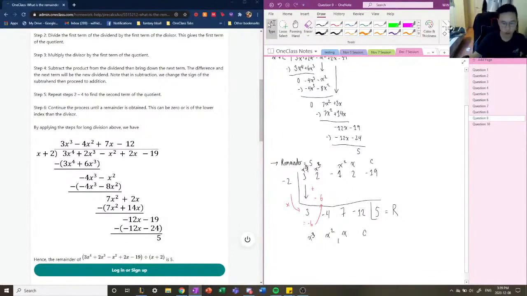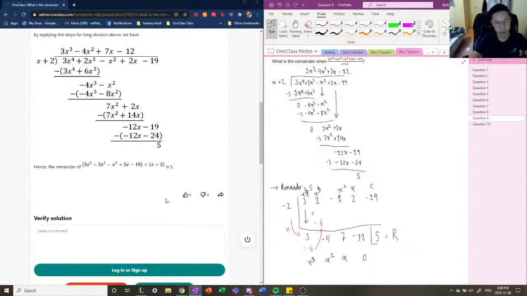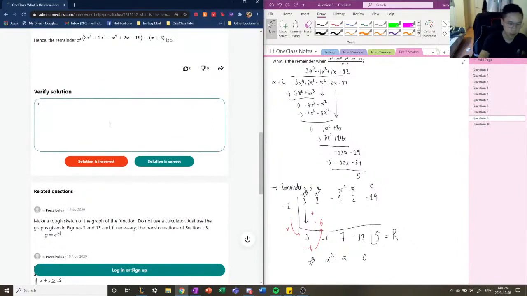And if I did it all correctly, then these two should be the same, because these are just two different methods of finding the same answer. Okay, so the remainder is 5, and we did this through long division and synthetic division. So the solution is correct.